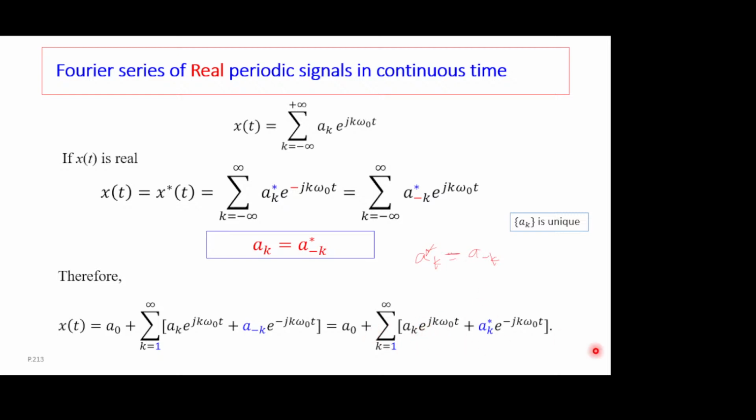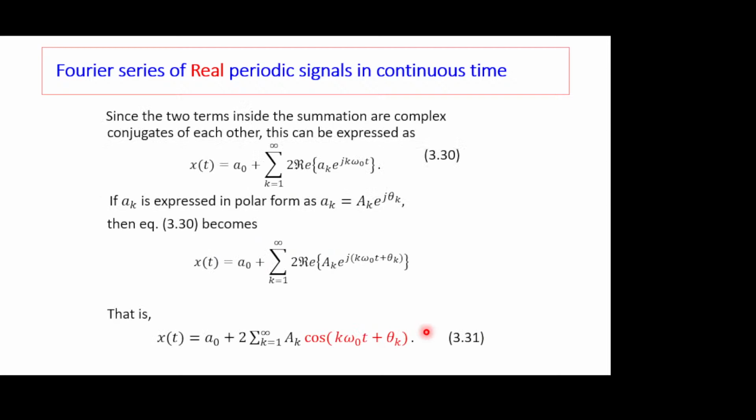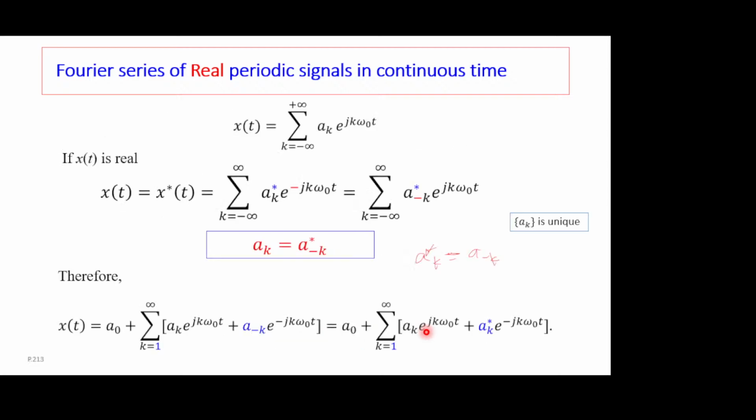And so we have the summation. From this relationship, you can also put k equal to 0 here. Then that gives you a0 equal to a0 star, so a0 should just be real. And you have the other terms equal to this. Then you see that these two terms are the complex conjugates of each other.